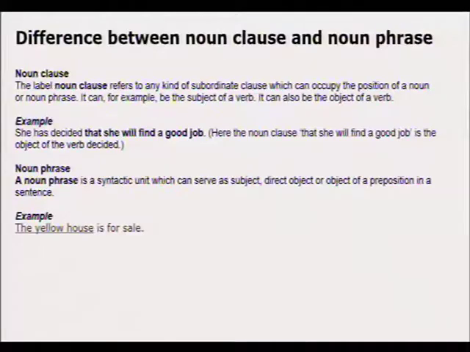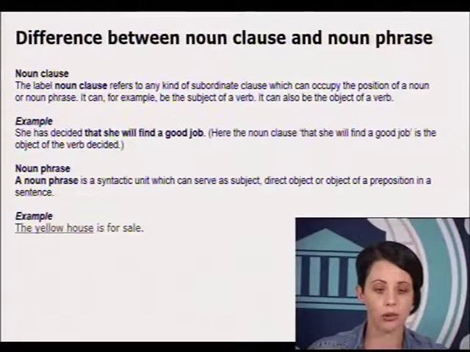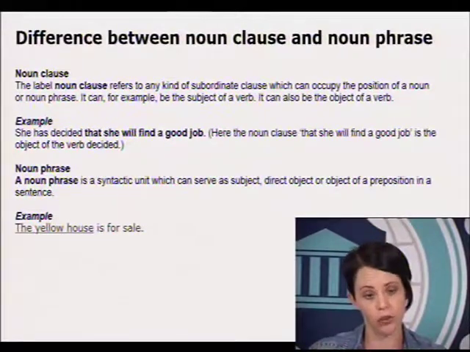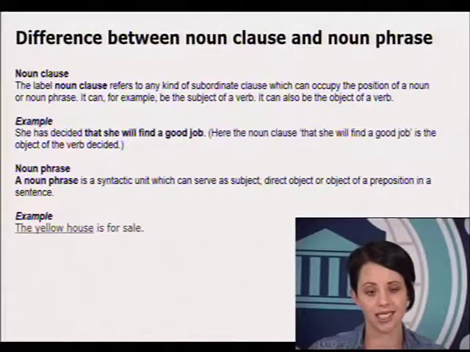What is the difference between a noun clause and a noun phrase? A noun clause is the label. Noun clause refers to any kind of subordinate clause which can occupy the position of a noun or a noun phrase. It can, for example, be the subject. It can also be the object of a verb. For example, she has decided that she will find a good job. Here the noun clause, that she will find a good job, is the object of the verb decided.